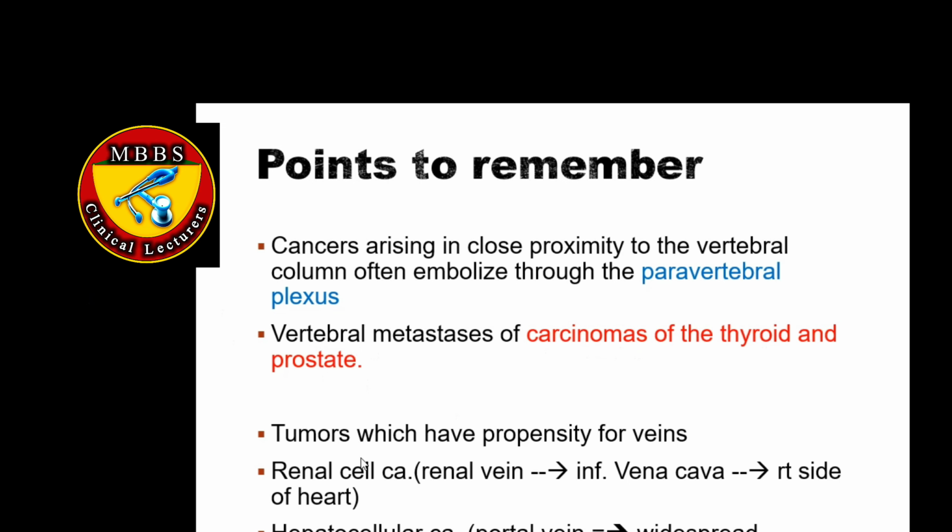Now the other tumors are the tumors which have a propensity to involve the veins. These are renal cell carcinoma, that is coming from the kidneys. The route is that they first involve the renal vein, which leads to the inferior vena cava, and the inferior vena cava drains into the right side of the heart. The next carcinoma that commonly uses the hematogenous route is hepatocellular carcinoma. Hepatocellular carcinoma is a tumor arising from the liver. It uses the portal vein, and then through the portal vein, it may spread widespread into the body.